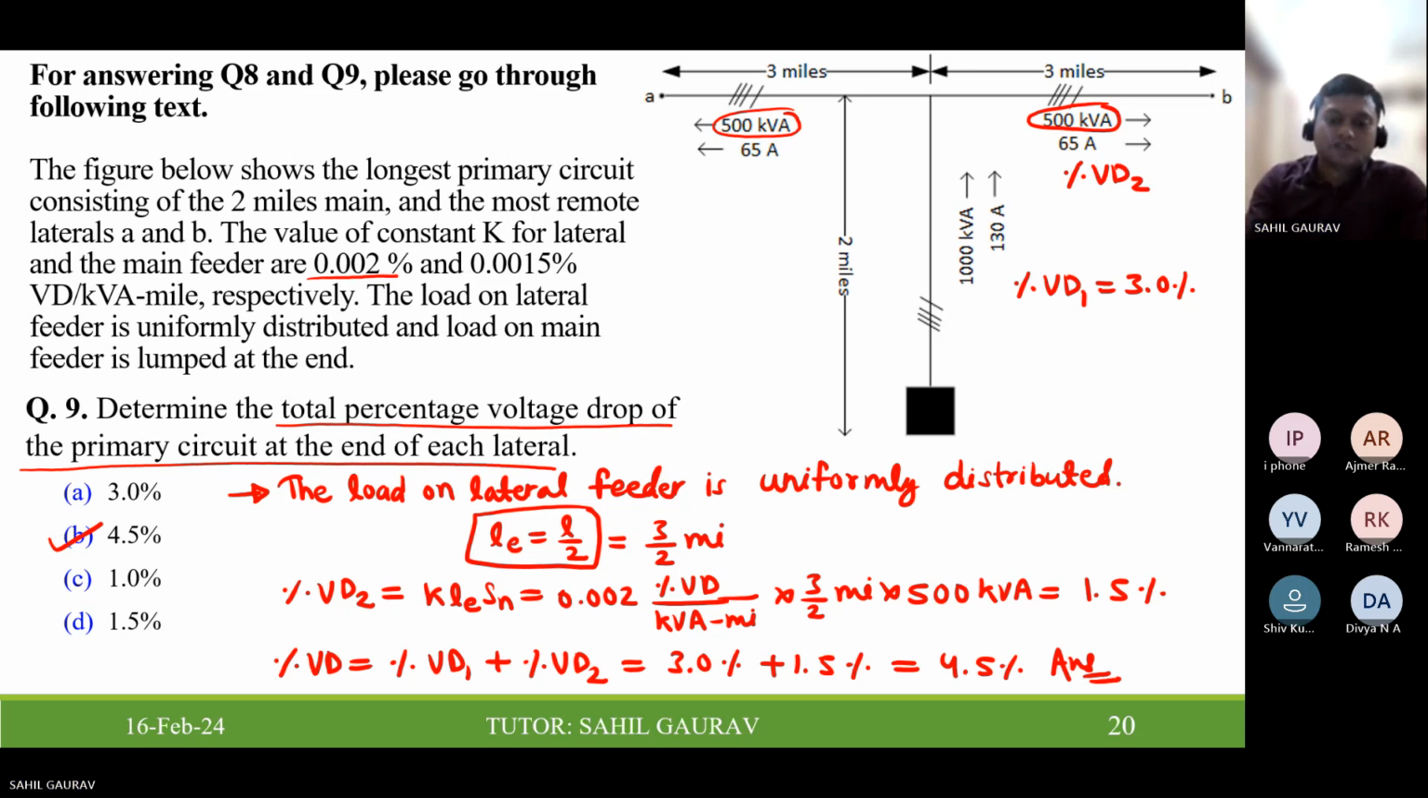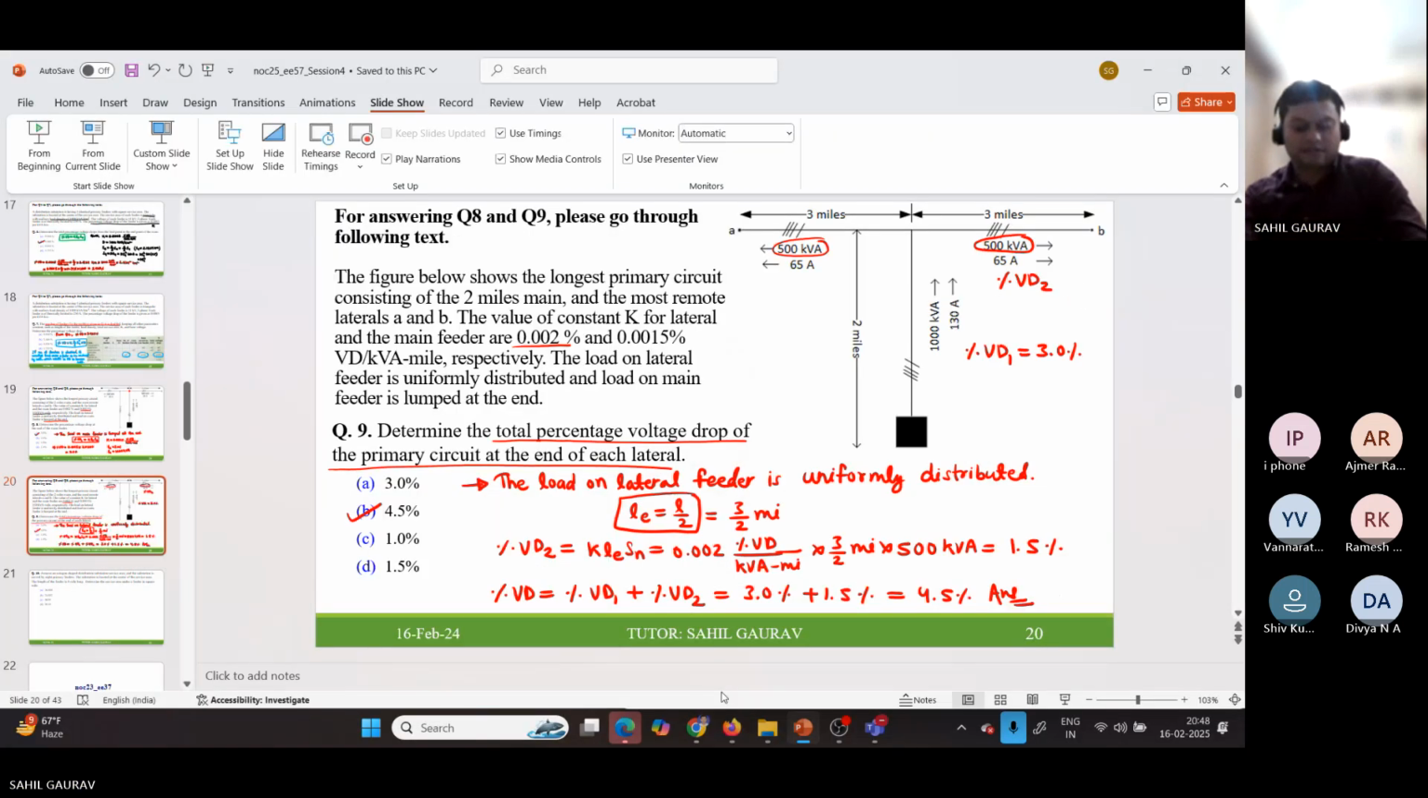Very nice. So let us move to the next. In the problem, any doubt? Clear, sir. So let us move forward to the last problem.